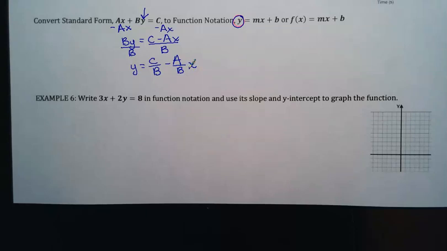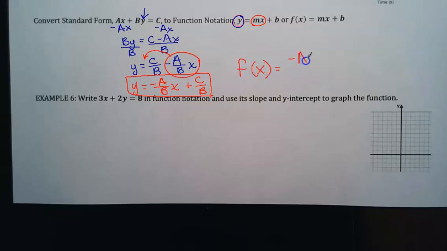Okay, does this look like function notation? Good. Hopefully you caught that. It's not quite because our x is supposed to be in front. So we would need to write it as y equals negative a over b x plus c over b. Or you can write it as f of x equals negative a divided by b x plus c divided by b.